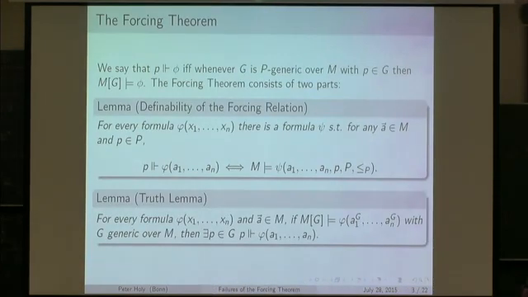And the second part of the forcing theorem is the truth lemma. The truth lemma simply says that if we have a formula in variables x1 to xn and a sequence of names in the ground model, and this formula holds for the evaluations of those names in the generic extension, with G a generic filter over the ground model, then this is actually forced by some condition in the generic. And so the results of this talk, or rather of the work that I'm talking about, are that the forcing theorem can fail for class forcings. And in fact, even the truth lemma can fail for class forcing.